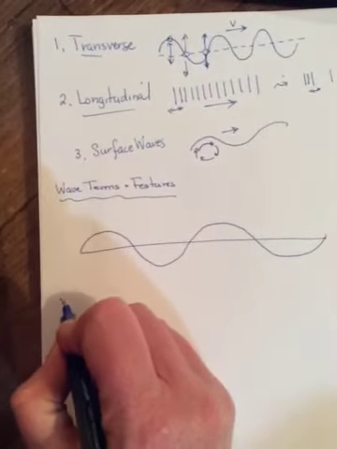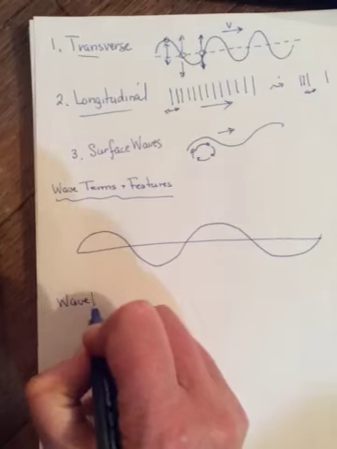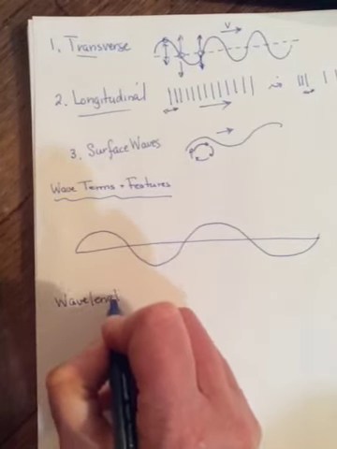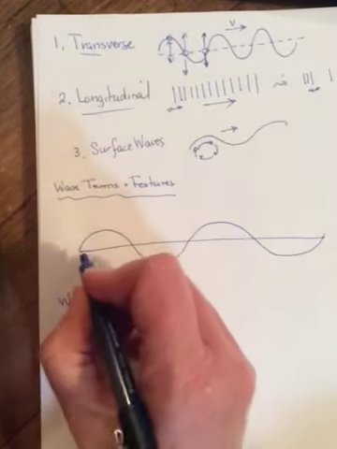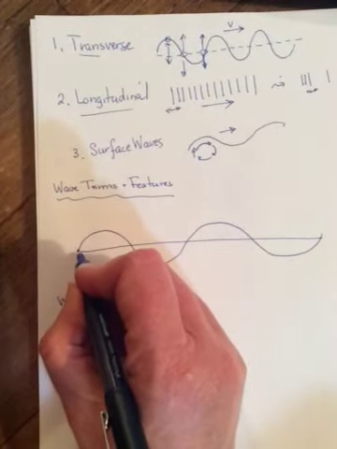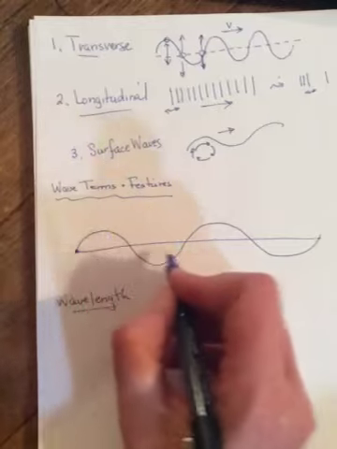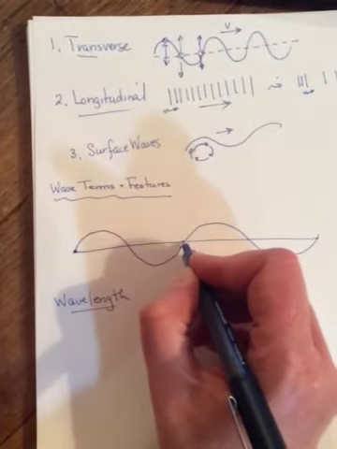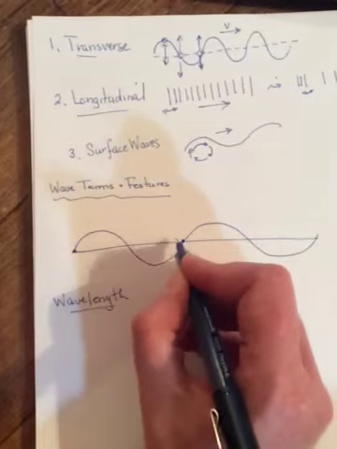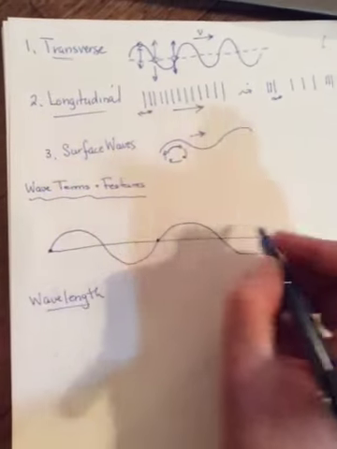The first one is wavelength. Its name kind of gives away what it is. It's the length of one wave. You could measure that length from the beginning of the wave, and it has to be one full cycle, one down and up. So from here to here would be a wavelength, or from here to here.